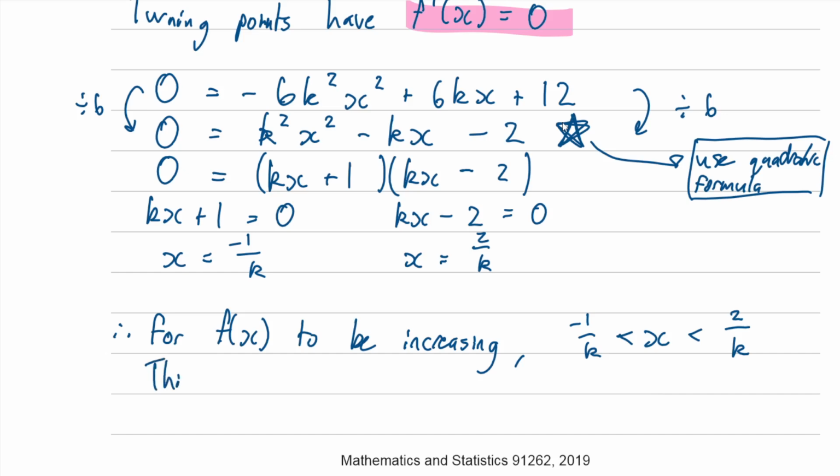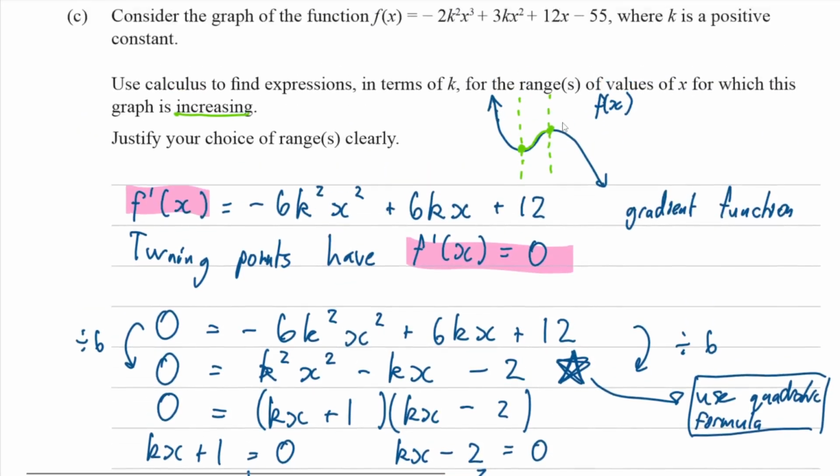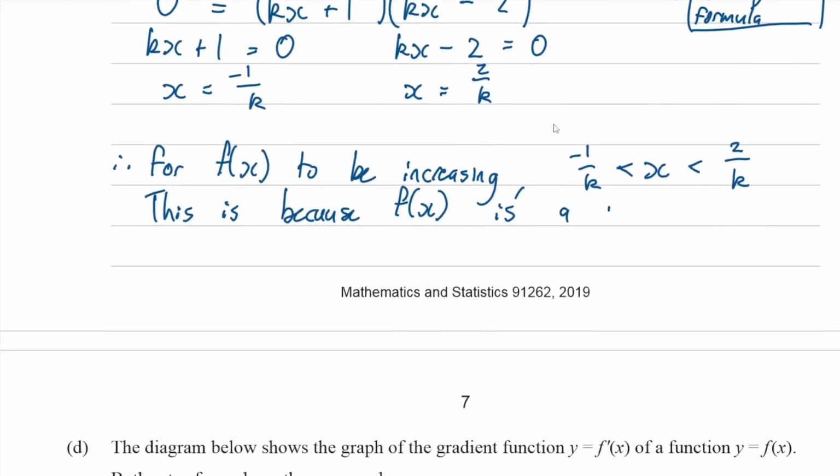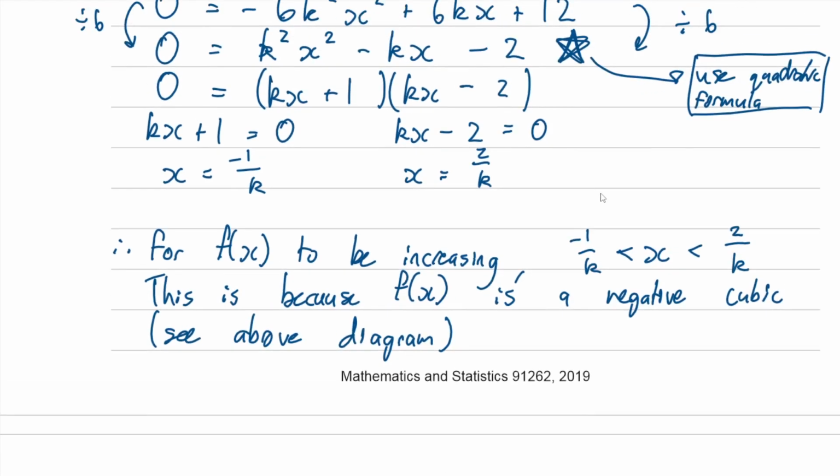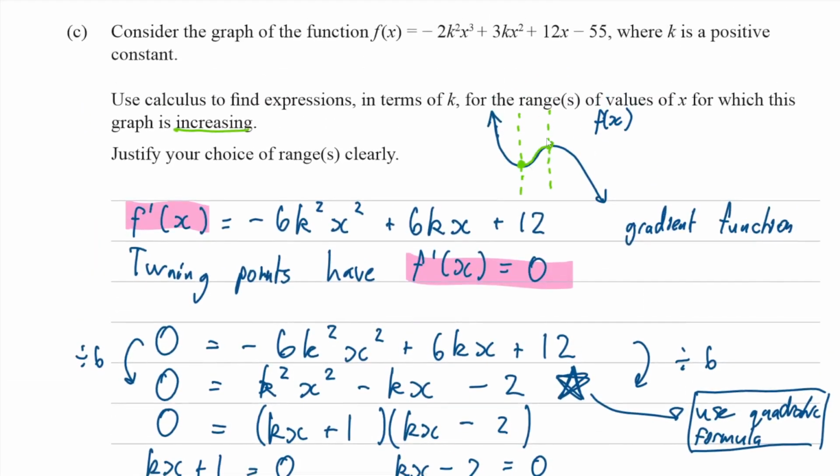So we could say this is because f of x is a negative cubic. See above diagram. Right? So for a negative cubic, it is increasing between the turning points.